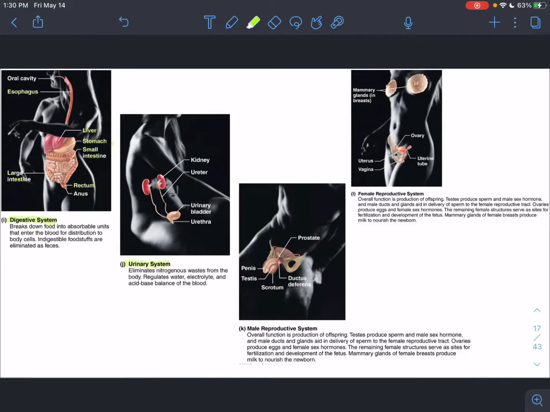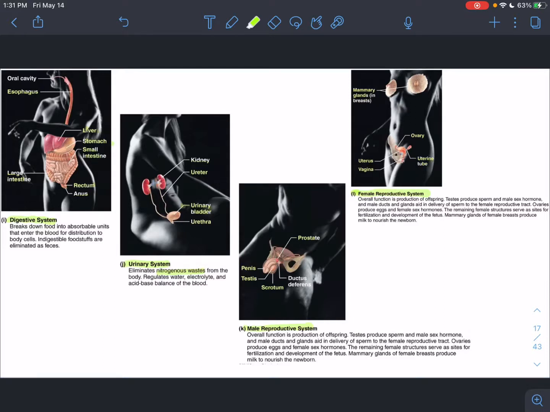Your urinary system is eliminating nitrogenous wastes, okay? So your kidneys, ureter, urinary bladder, and urethra. And then the last system is your reproductive system, male and female, obviously different. Function is production of offspring. So for males, you have your penis, testes, scrotum, different glands like your prostate gland. Female, you have your uterus, your ovaries, uterine tubes, vagina, and some secondary sex organs like your breasts, mammary glands.